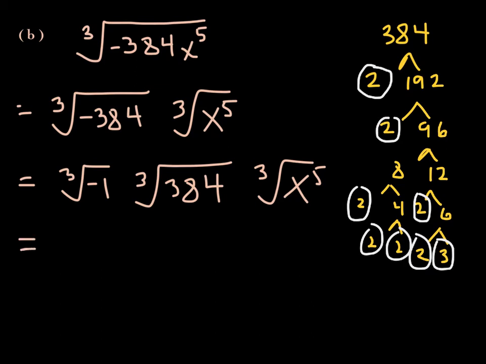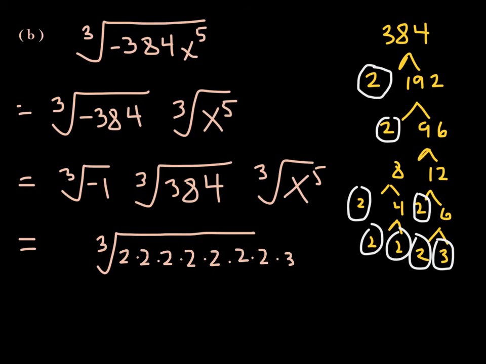384 is the cube root of, now let's count all these 2's, shall we? 1, 2, 3, 4, 5, 6, 7. And then there's 1 three. All right, everybody? Don't forget about the cube root of negative 1. We can evaluate this right now. The cube root of negative 1 is just negative 1. So I'll put a negative 1 on the outside.